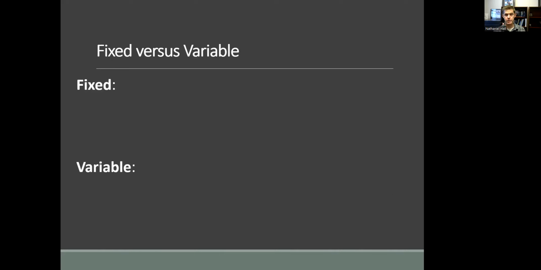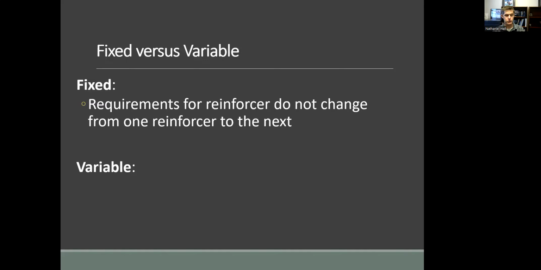So fixed is going to be when the requirements for a reinforcer do not change from one reinforcer to the next. It means that you define your schedule to be fixed for some value, say 2, which means that every time there's going to be exactly 2 behavioral units required, or if it's a fixed ratio 2, that you would need exactly 2 responses every single time.